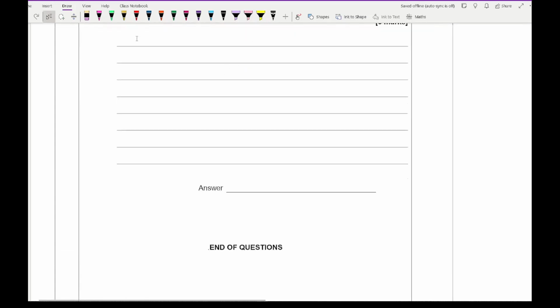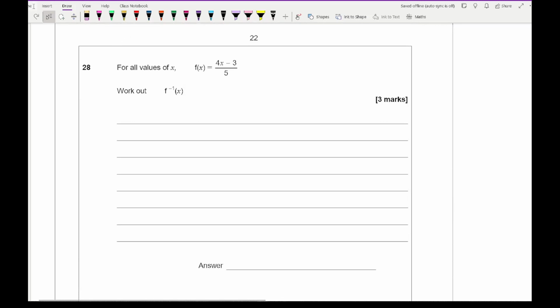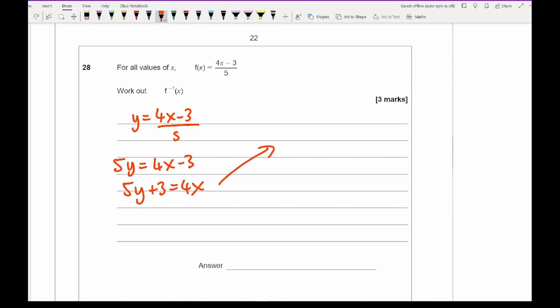Then moving on to our last question, it says for all values of x, f of x equals 4x minus 3 divided by 5, and we want to work out the inverse function. Again, in terms of the 3 steps, we want to make the function equal to y, and then rearrange to make x the subject. So here I've got 5y equals 4x minus 3, 5y plus 3 equals 4x, and then x equals 5y plus 3 divided by 4.